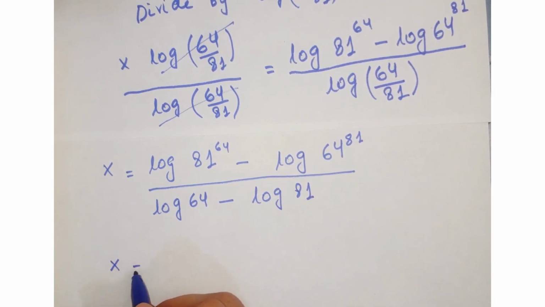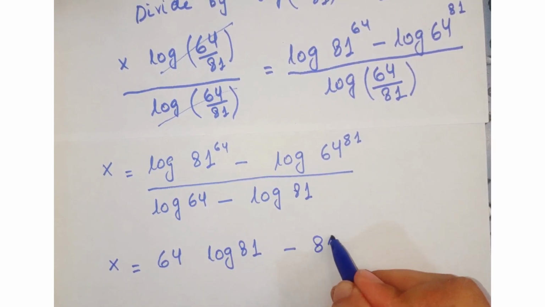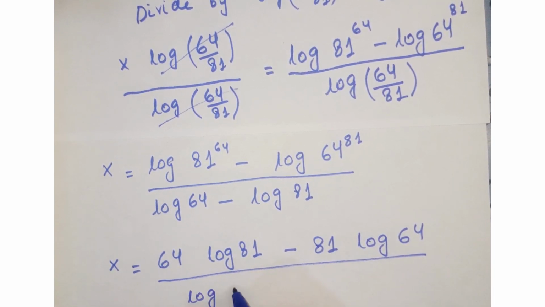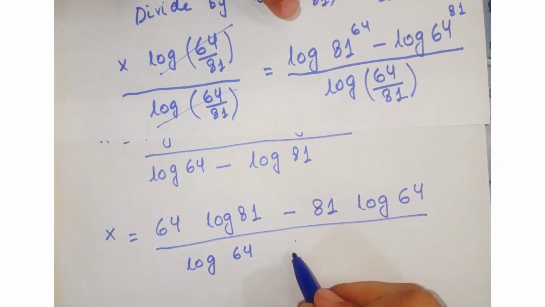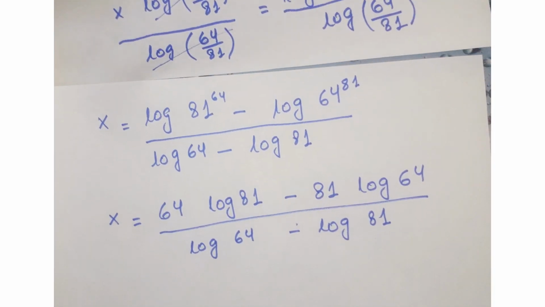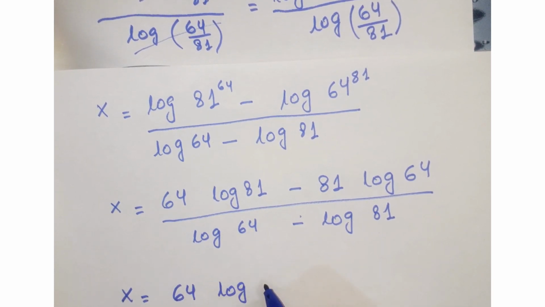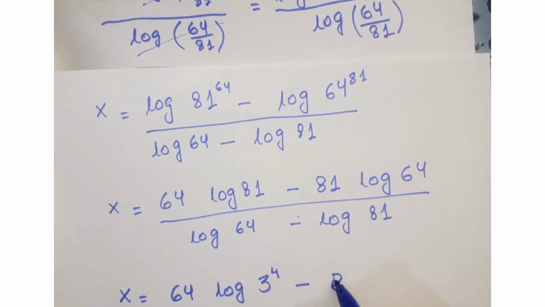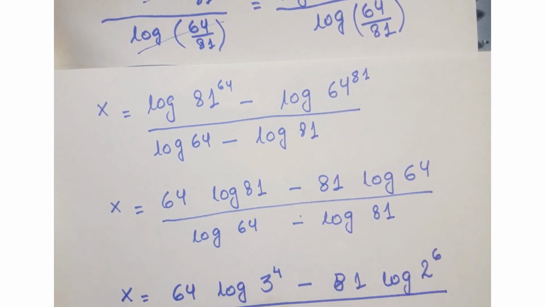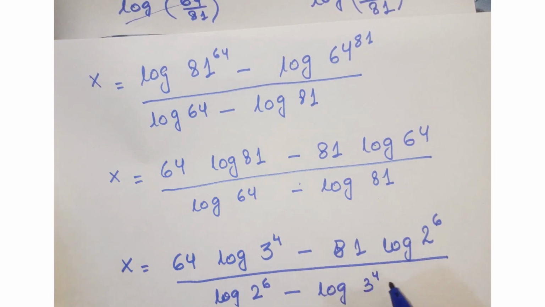Further you can expand it as 64 log of 81 minus 81 log of 64 upon log of 64 minus log of 81. Further you can write this as x is equal to 64 log of 81, which can be written as 3 to the power 4, minus 81 log of 64, which can be written as 2 to the power 6, upon log of 2 to the power 6 minus log of 3 to the power 4.